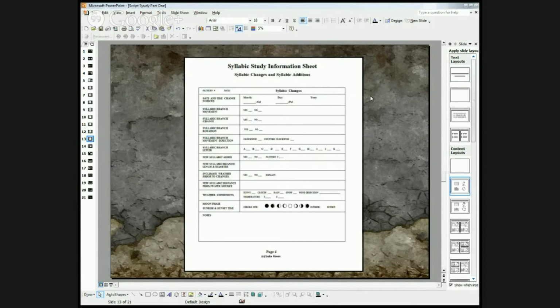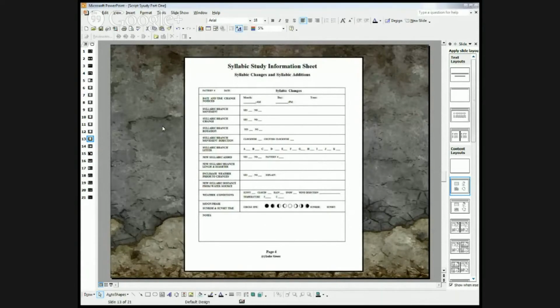Moving on. Then we have the syllabic changes and syllabic additions. The date and time change noticed, the branch movement, the syllabic branch change, the branch rotation, and this falls into the first pattern that we used as far as the branch rotation. The syllabic branch movement direction, clockwise or counterclockwise. The branch letter, new syllabic added, new syllabic branch length and diameter, inclement weather prior to changes, new syllabic distance from the water source, weather conditions, and again the moon phases.